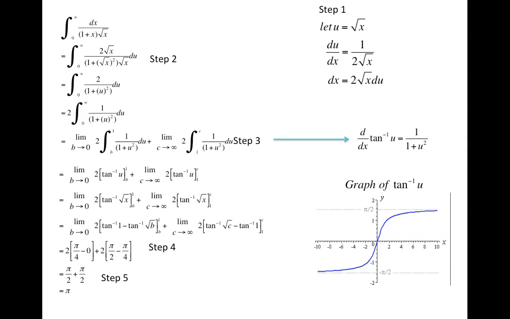And then for the next part, arctangent c is basically arctangent infinity. So as you can see on the graph on the right, the arctangent graph, as the graph approaches infinity, it goes towards pi over 2. So thus, we can say that the value of arctangent infinity is pi over 2, minus arctangent 1, which as shown before is equivalent to pi over 4. So in step 4 we do the subtraction, and then in step 5 we get pi over 2, and the final answer would be pi.